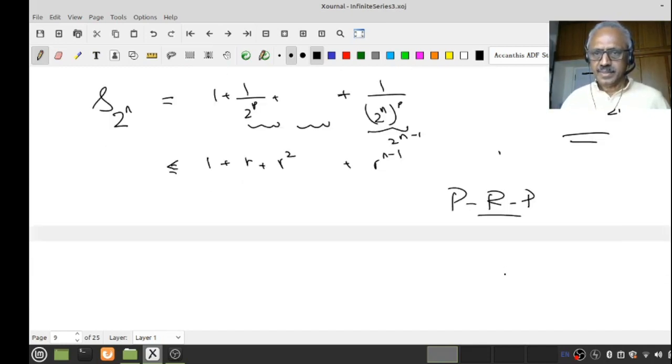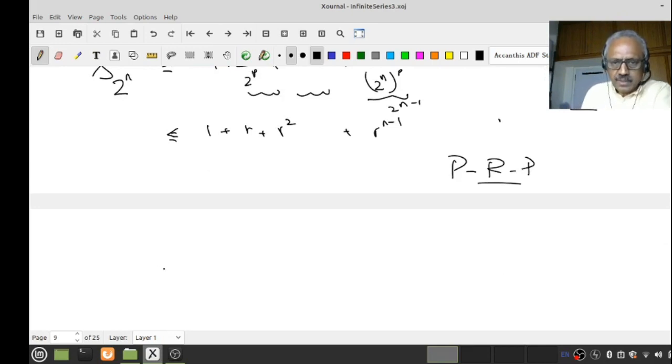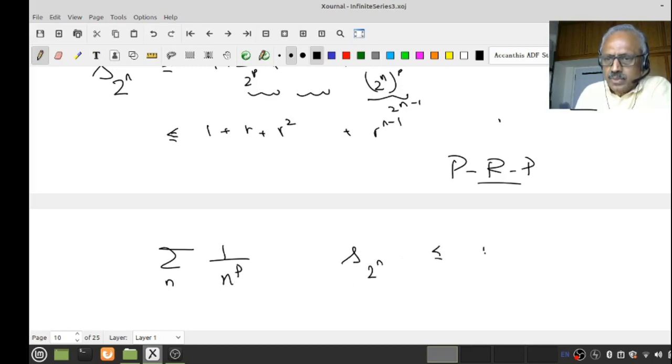Okay. Now let's go back. So I am looking at the series 1 upon n to the power p, and I saw this particular partial series s 2 to the power n is less than or equal to 1 plus r to the power n minus 1, where r is 2 by 2 power p.